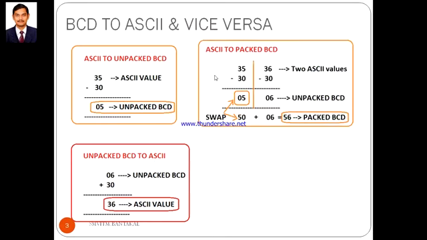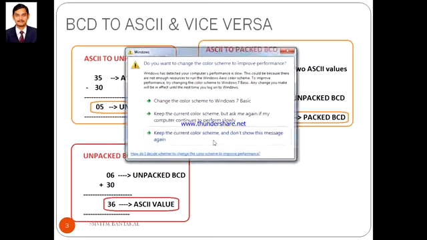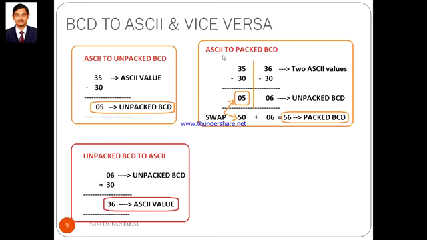Similarly, for a packed BCD value, in order to get 56, which is a packed BCD value, the ASCII values are given, assuming 35 and 36 as two ASCII value examples. Packed BCD ranges from 10 to 99. So in this regard, in order to convert ASCII to packed BCD, what do we have to do?